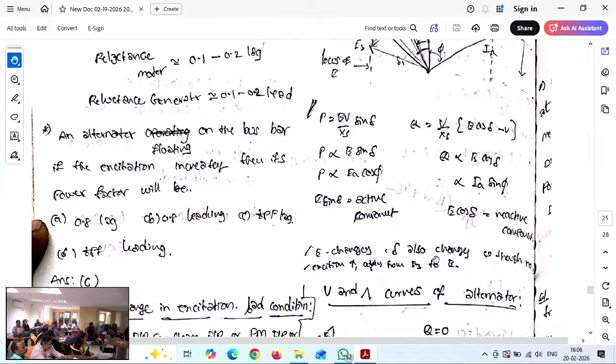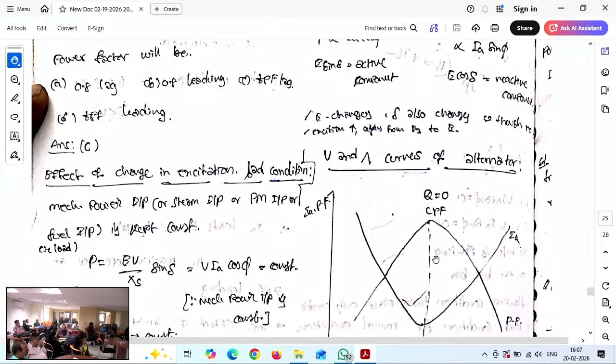Just for understanding, one question: an alternator floating on the bus bar. If the excitation is increased when it is floating, what happens to the power factor? Increase in excitation means E cos delta greater than V. In that case, what we got? Lagging power factor, ideally ZPF. So that is ZPF lagging power factor. That is one understanding question.